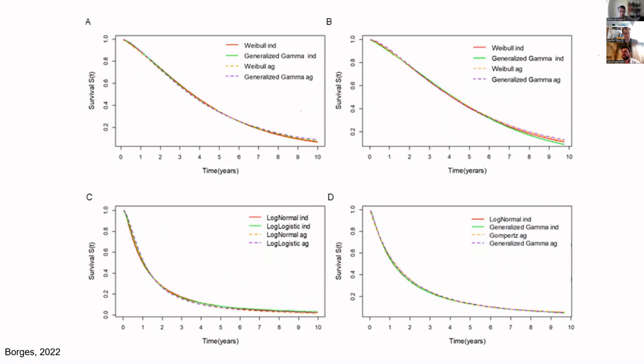I don't remember which was the arm, but we can see that we have some difference here between the generalized gamma based on IPD data and the generalized gamma based on aggregated data. This was the most important difference. We have some difference at the end of this survival curve.